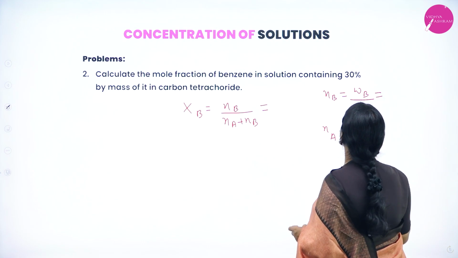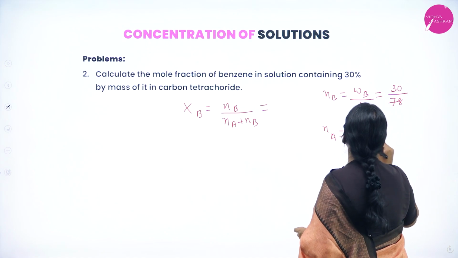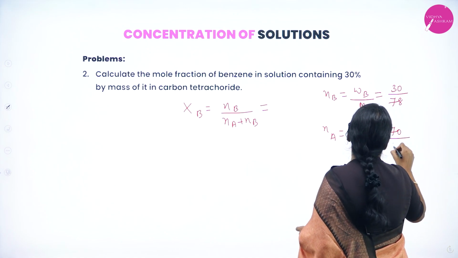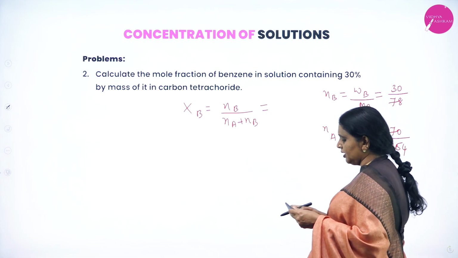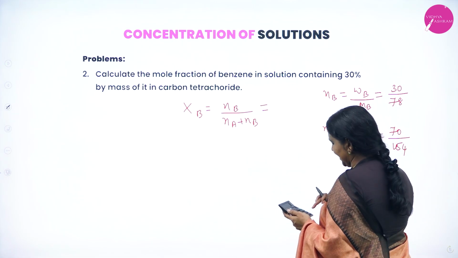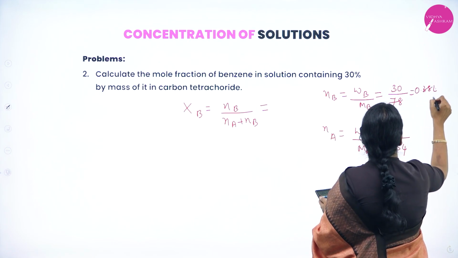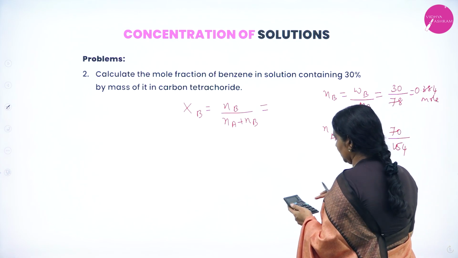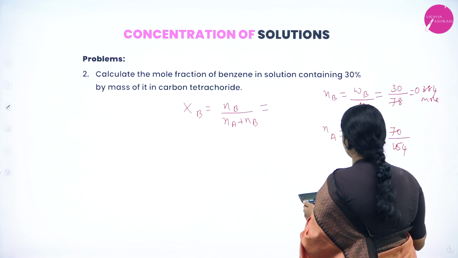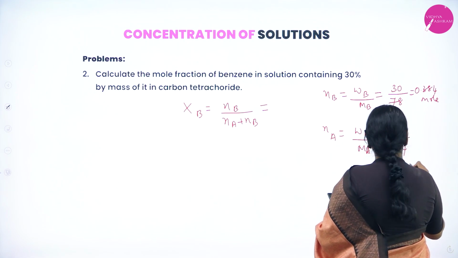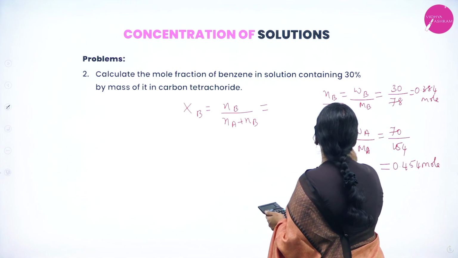So what is WB? What's the weight of solute? 30. What's the molecular mass? 78. WA is 70. What's the molecular mass? 154. Therefore, you divide 30 by 78, which is equal to 0.384 mole. 70 by 154 is 0.454 mole.